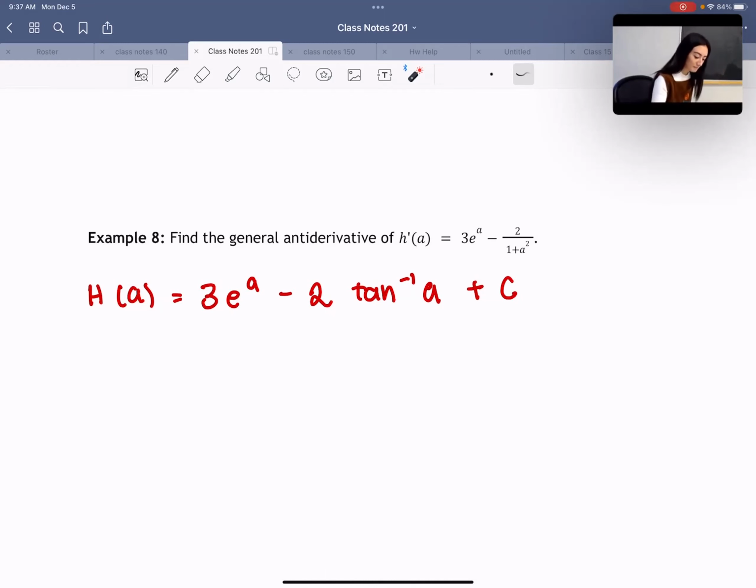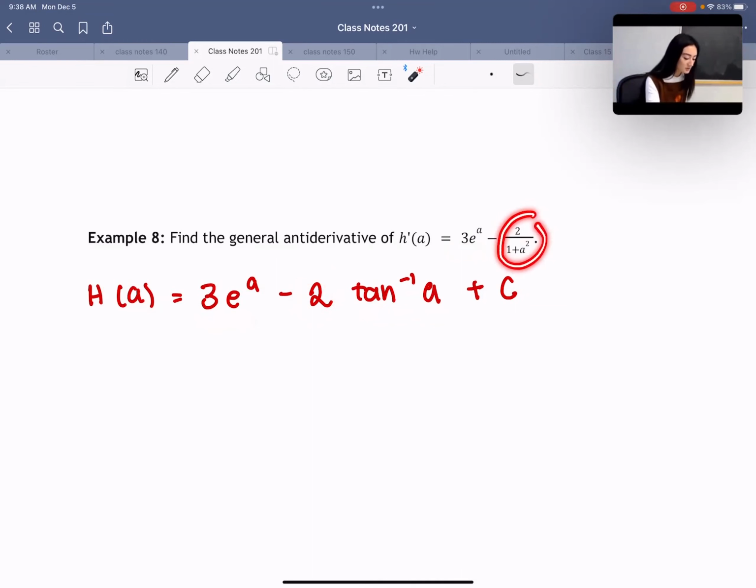Yeah. So first we did the 3e to the a, which is just 3e to the a. Yep. And then I took out the 2 from the top of the fraction, which is the prime, and then that gave me the arctangent. Perfect. Yeah, so this one looks really crazy, but that really is just the rule for arctangent, right? So it's not like you have to do anything with the power rule or the chain rule or something like that.